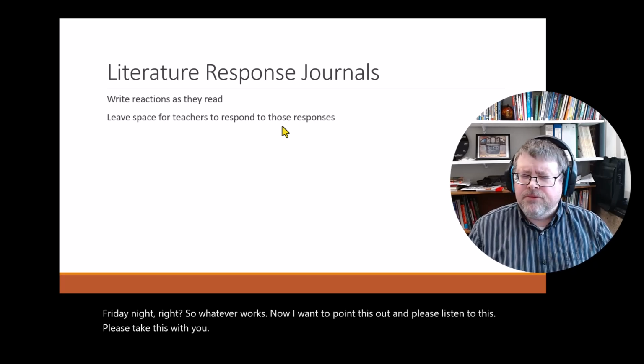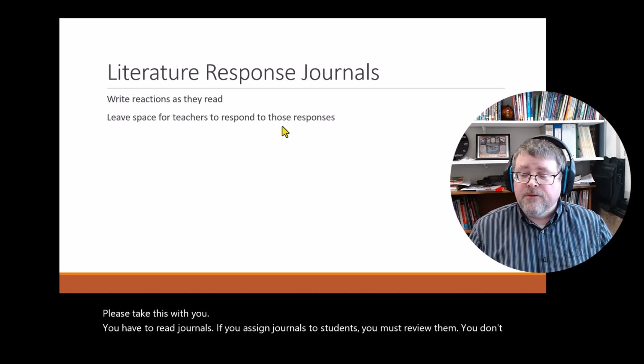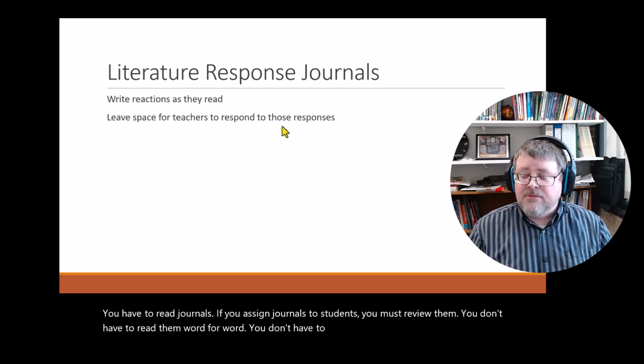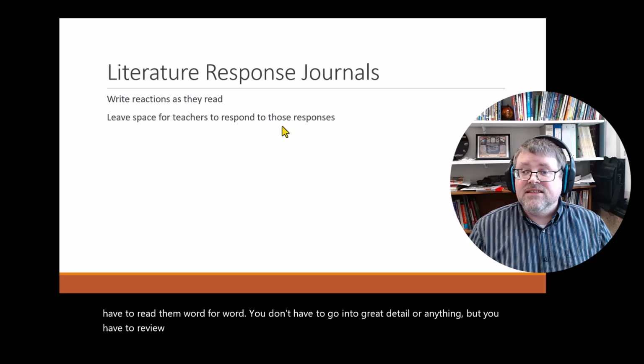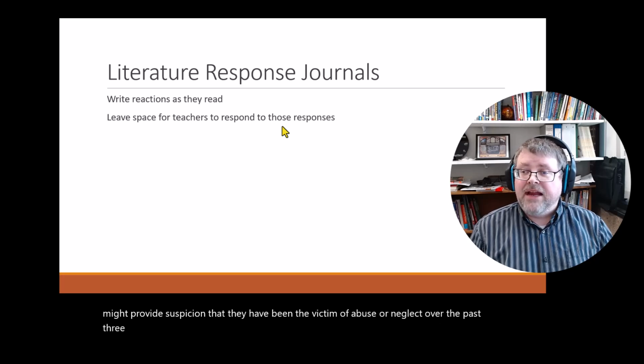You have to read journals. If you assign journals to students, you must review them. You don't have to read them word for word. You don't have to go into great detail or anything, but you have to review them. Because if students reveal anything in their journals that might provide suspicion that they have been the victim of abuse or neglect over the past 3 years, you are a mandatory reporter. You must report it.